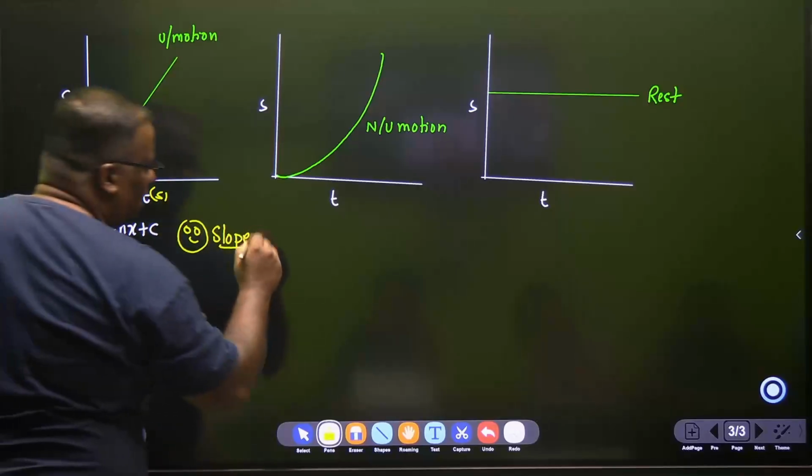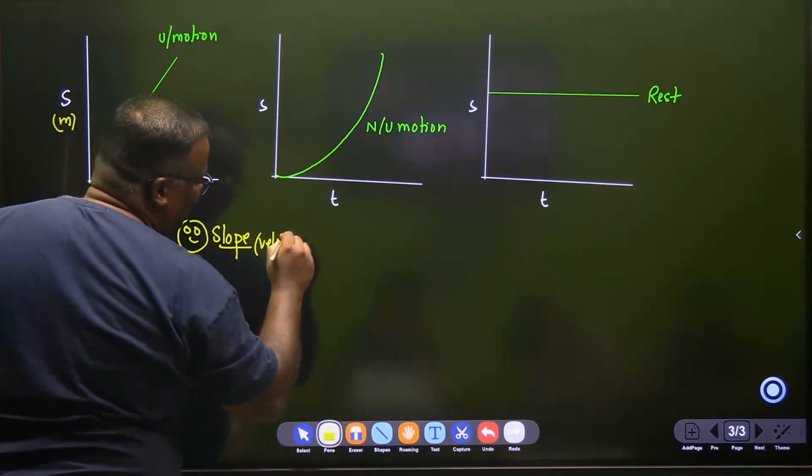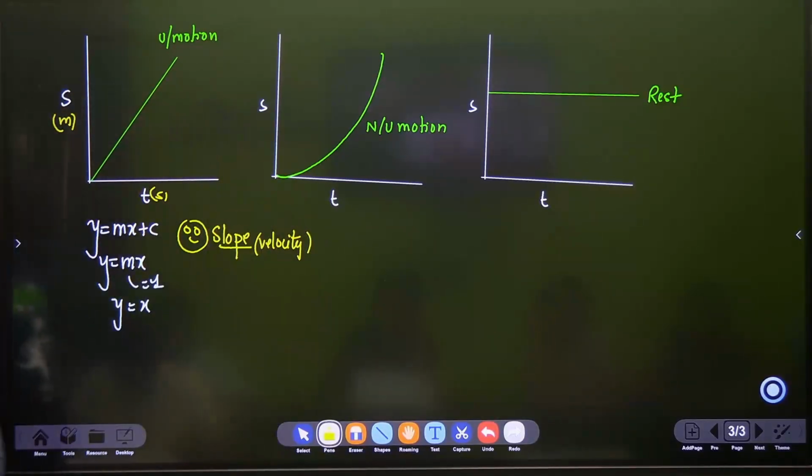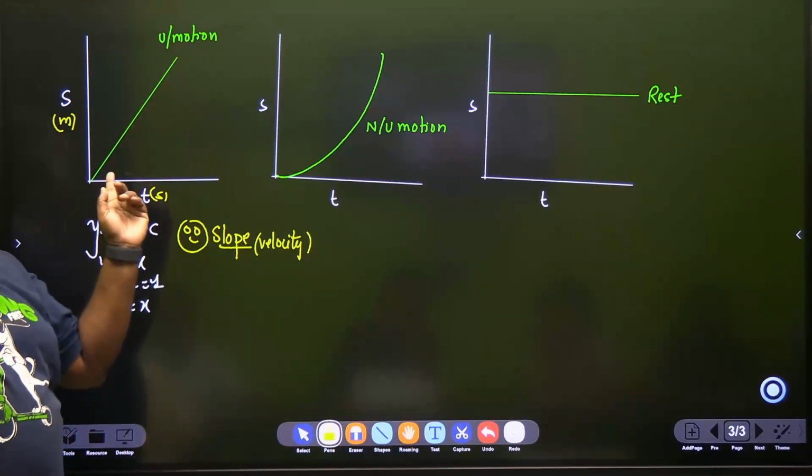Velocity. What happened? The battery went down in 1 minute. The slope should tell me velocity. Let's look at this curve.